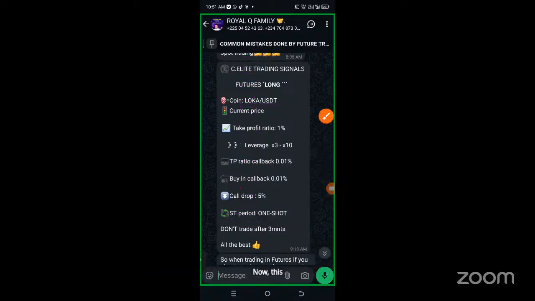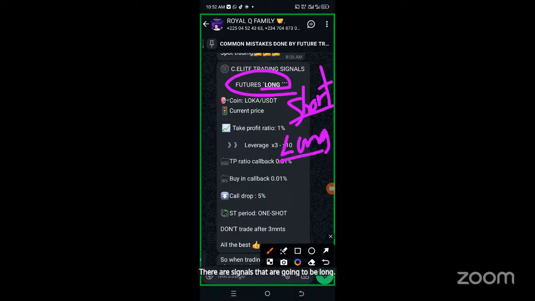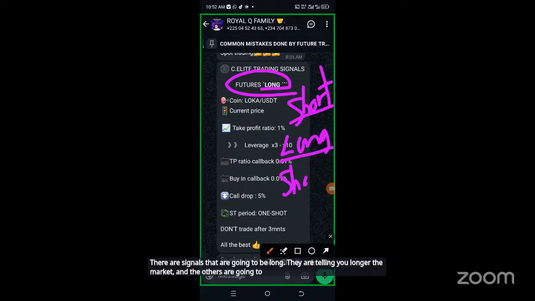Now, this is what you should learn. You should be very careful about this. Some people, you don't understand this, you are just cramming. Not every signal is going to be for shorting the market. Be very careful. There are signals that are going to be long. They are telling you long the market, and others are going to be telling you short the market.